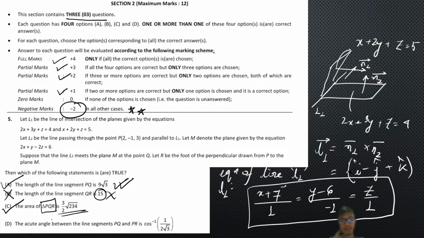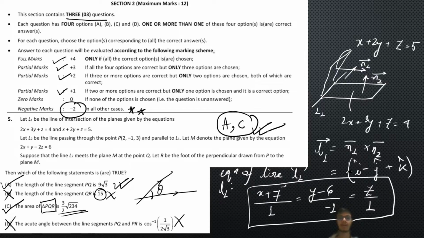And similarly, again, if you find the acute angle, it's very simple to find the acute angle between the vectors. Okay, just use the dot product to find this angle over here. If you try to find it, it's not going to come out as cos inverse of 1 upon 2 root 3. So this is also incorrect. Okay, so the only correct options for this first question are going to be option A as well as option C. Is this question clear to all of you?